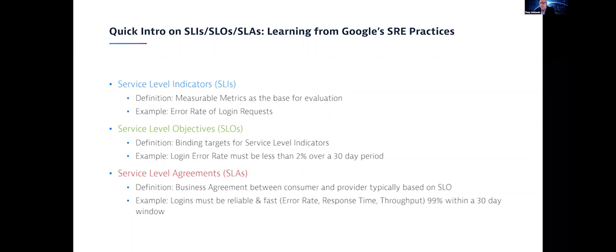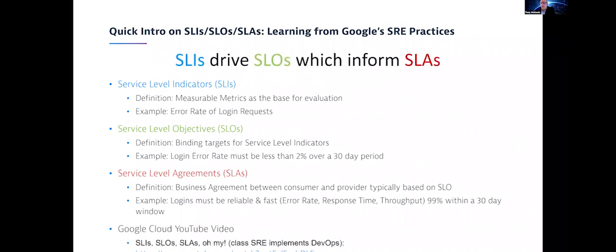So what are SLIs? SLIs are measurable metrics. Think of an error rate of login requests as stated there. What are SLOs? These are your targets, the objectives you set on these SLIs. So your SLI is captured and you want to have an objective for this SLI, which in this example is that the login error rate must be less than 2% over a 30-day period, which is typically used in production environments for an SLO definition.